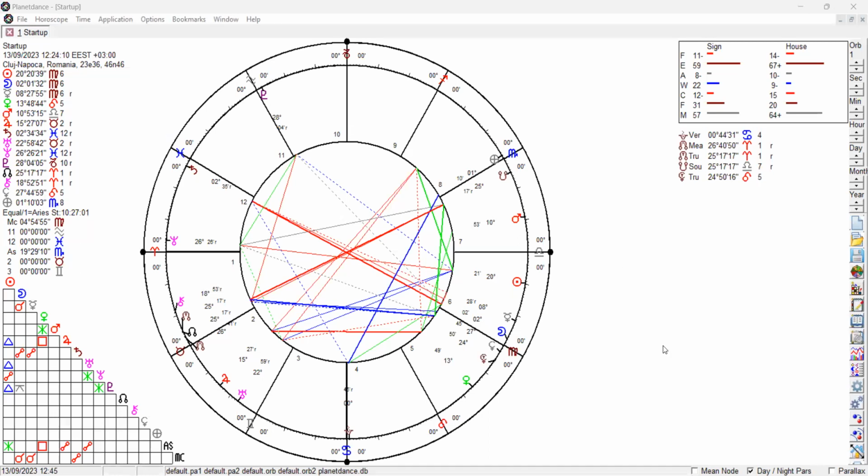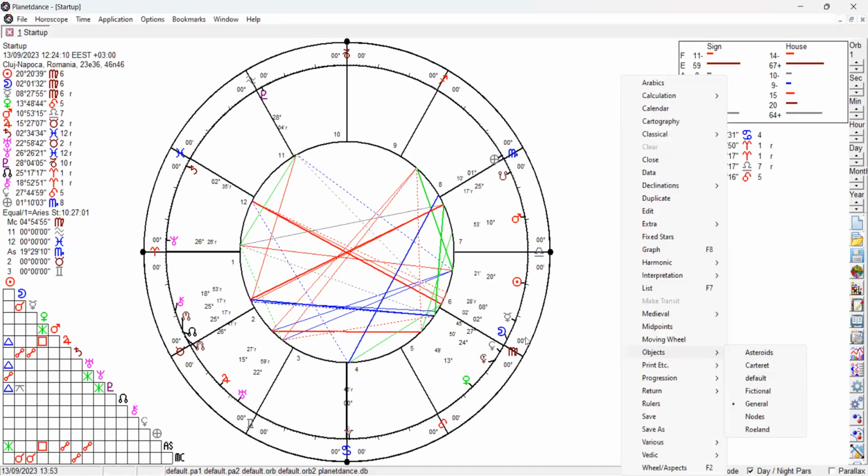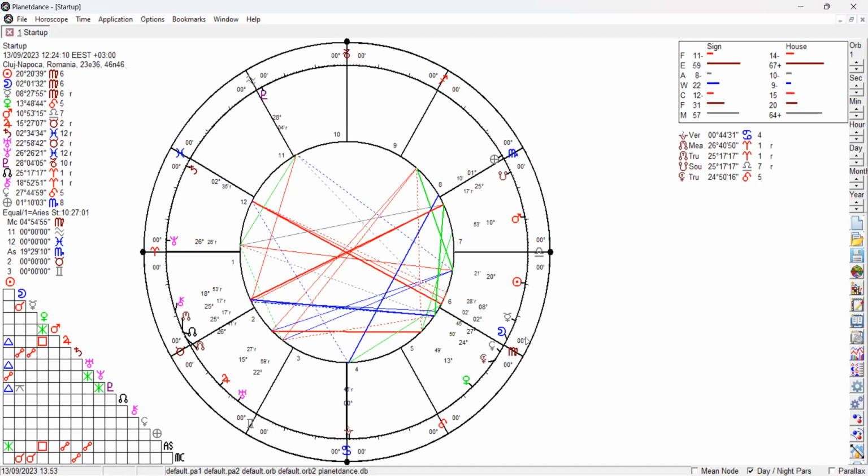Now, let me show you other energies that can also be included just like planets. So we have the ascendant. The ascendant is not a planet, but a calculation, a point in astrology, a cardinal point, which is deeply personal.